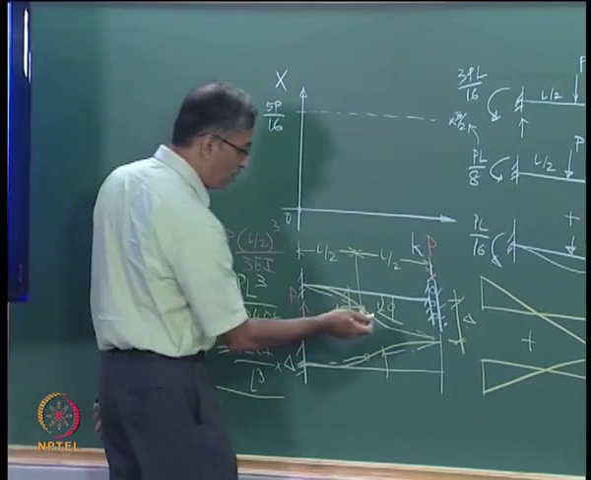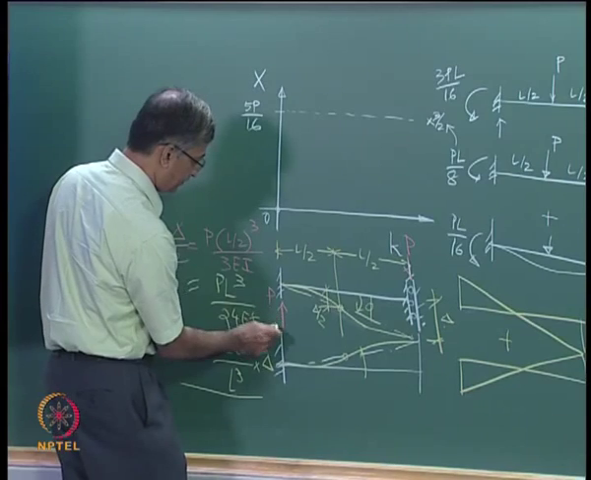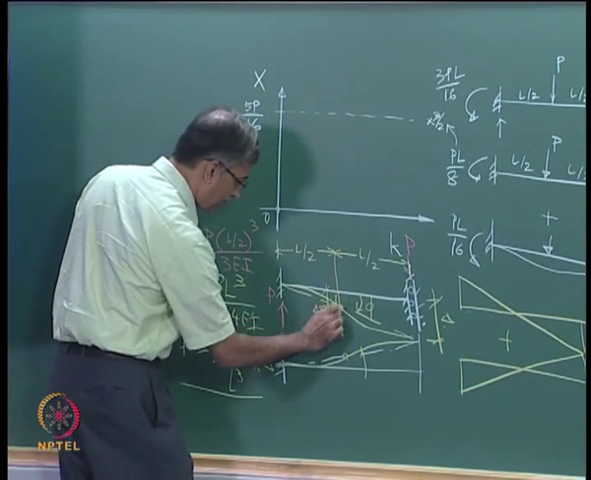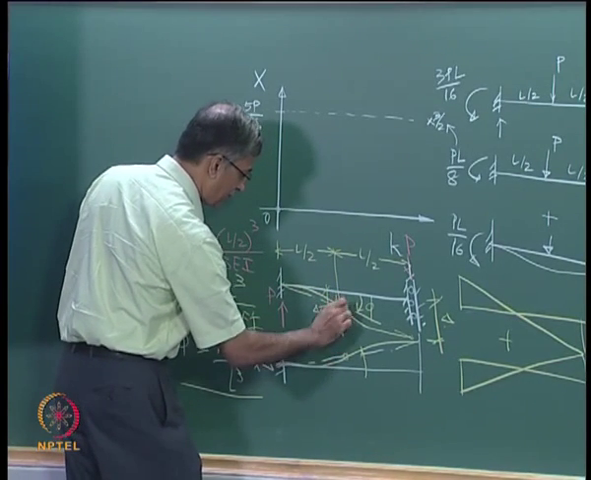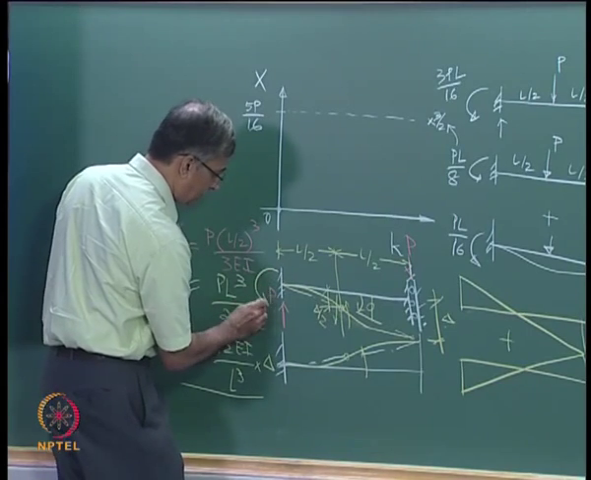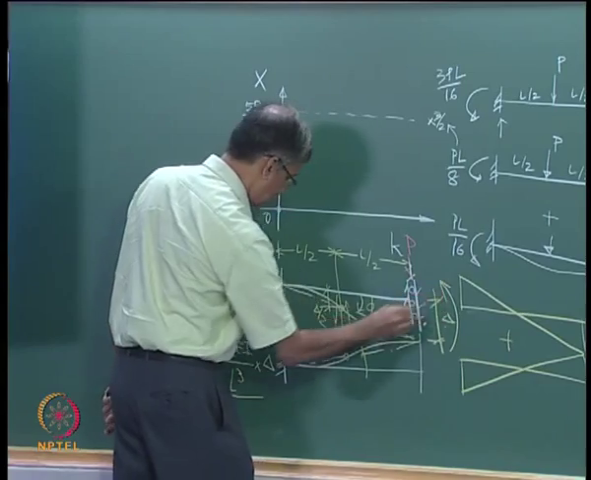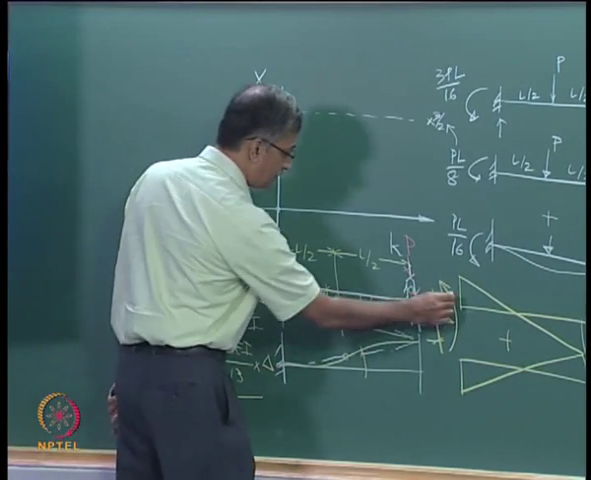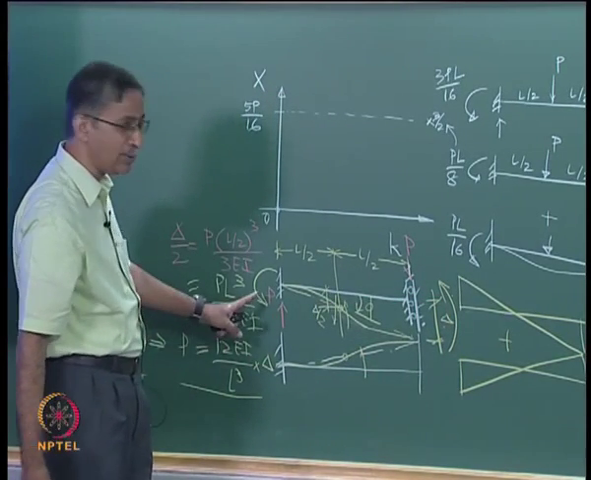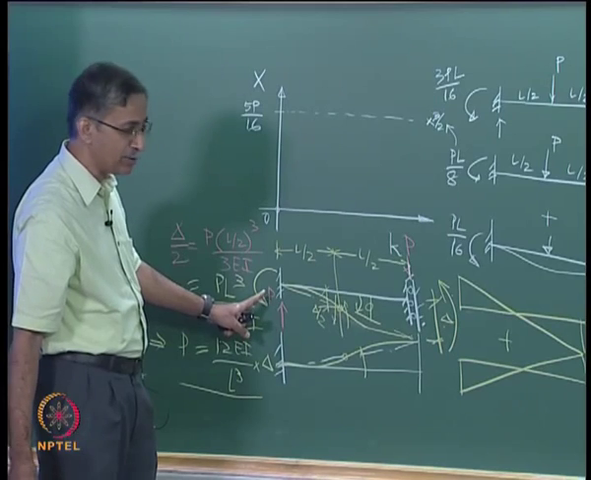Now what's your moment? You get a moment here, it's acting down, so you have shears acting down and up. You have a moment here, you also have a moment here. What are these moments going to be equal to? P into L by 2. How much does it turn out to be?